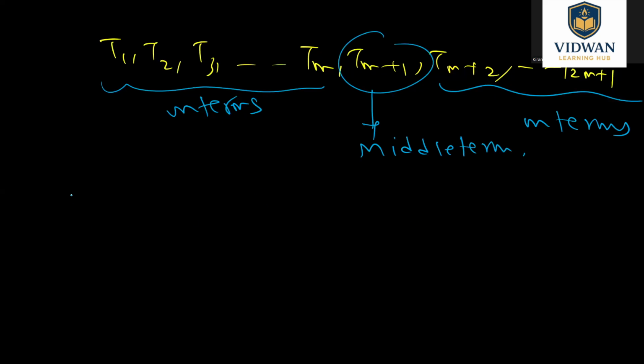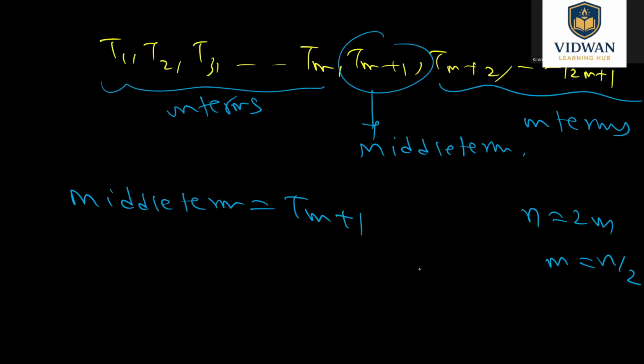And what is the middle term? The middle term is t(m+1). And actually, what is m? We know that n is 2m because I assumed n is even. So m is n/2. So you can just say the middle term is t(n/2 + 1). This looks like t(r+1).